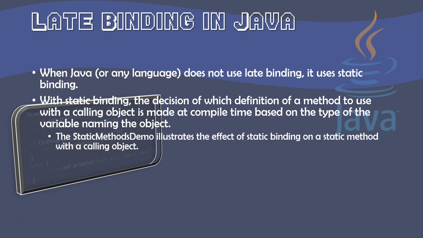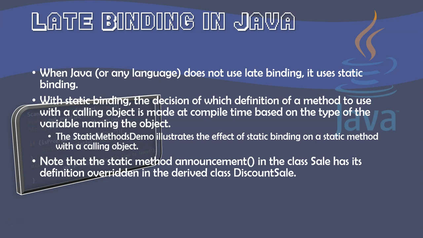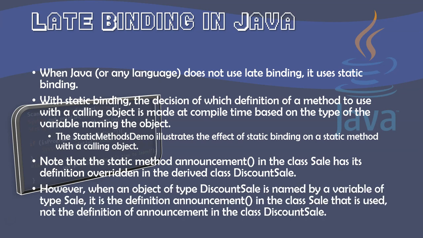In our demo here, we're going to see the effect of static binding on a static method. Note that the static method announcement in the class Sale has its definition overridden in the derived class DiscountSale. However, when an object of type DiscountSale is named by a variable of type Sale, the definition of announcement in class Sale is used, not the definition of announcement in the class DiscountSale. So let's pop over to our code and go see this.